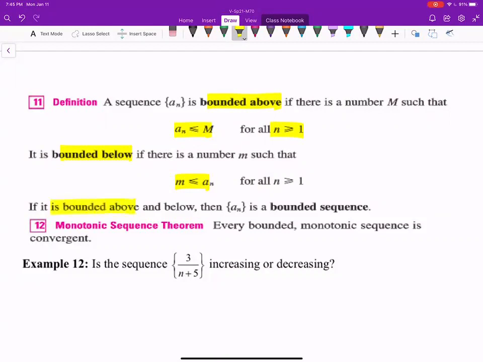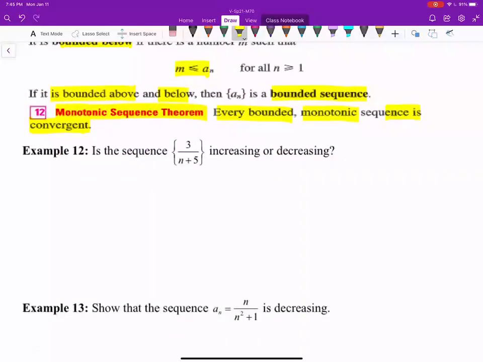If it is bounded above and below, then it is said to be a bounded sequence. In order for a sequence to be a bounded sequence, it should be both bounded below and bounded above. Every bounded monotonic sequence is convergent. That's known as the monotonic sequence theorem.